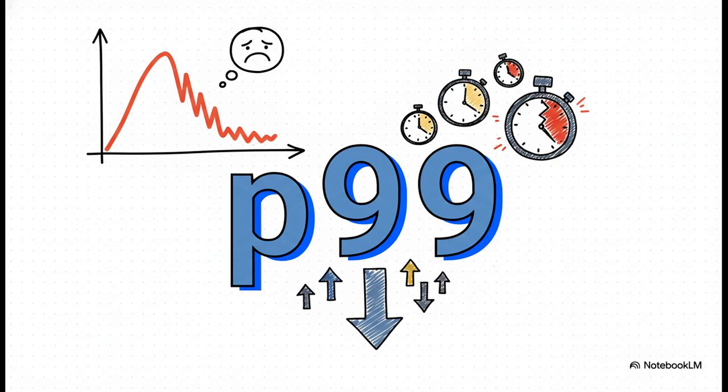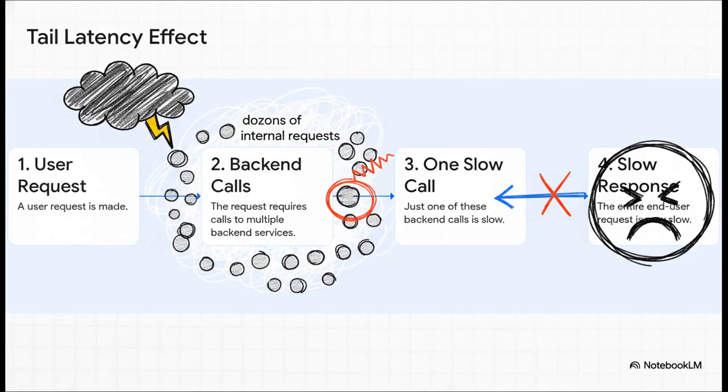And why does that 1% matter so much? Well, because a single bad experience can be enough to make someone abandon your app for good. And this is exactly why that P99 is so critical.